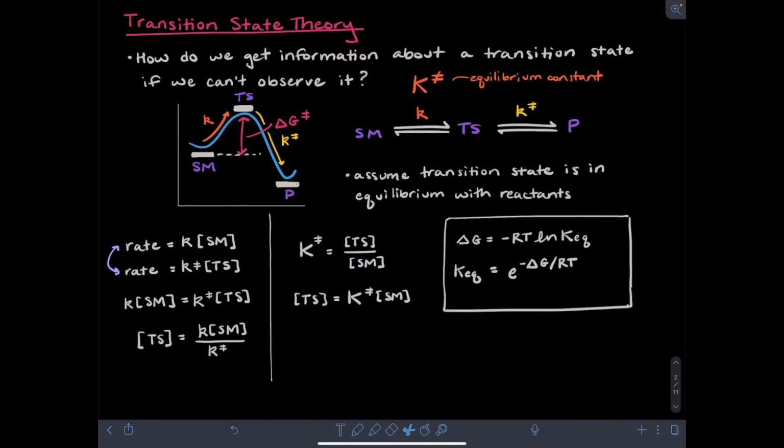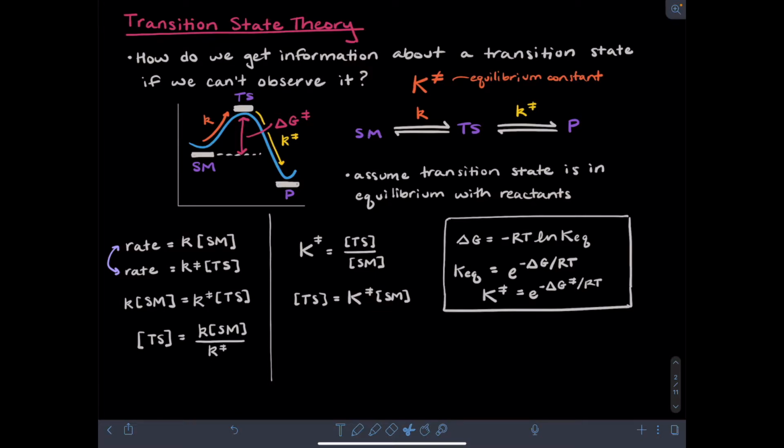Before we proceed, we have to think a little bit about how delta G relates to KEQ. Delta G is equal to negative RT natural log of KEQ. Or we could rewrite this so that we have KEQ equal to e to the power of negative delta G over RT.